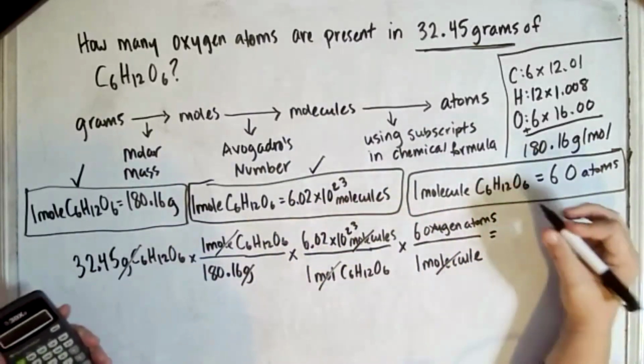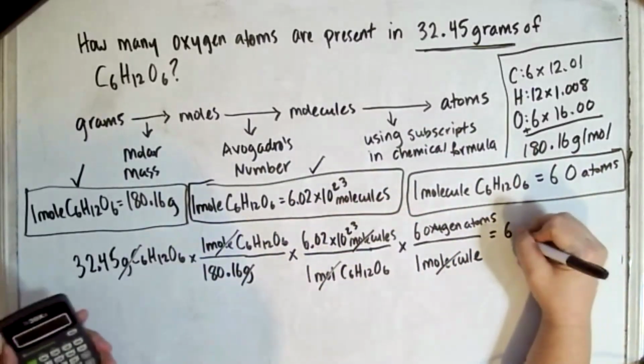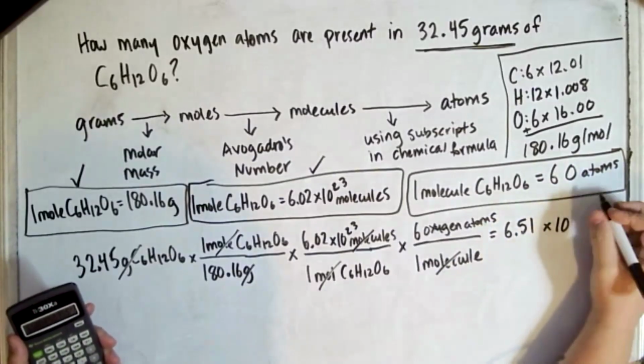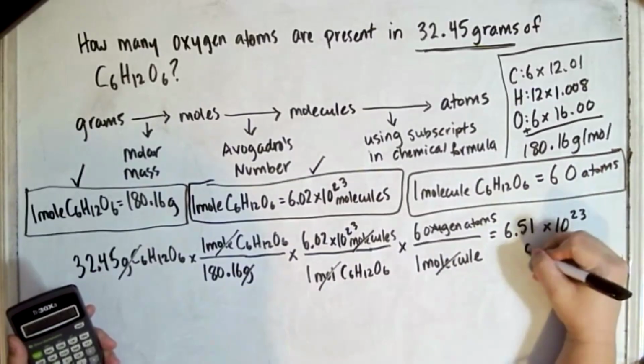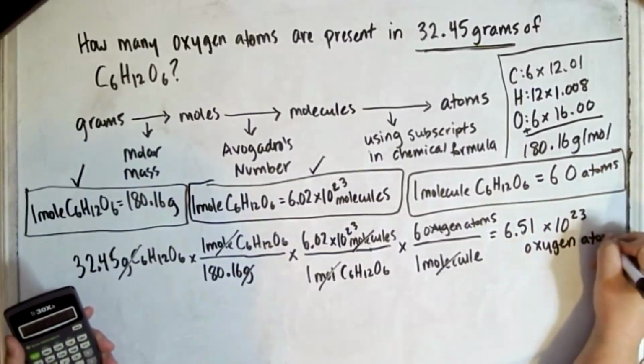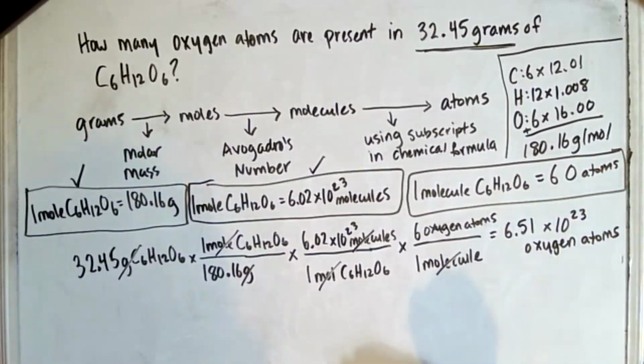All right, so we end up with 6.51 times 10 to the 23 oxygen atoms in this example. All right.